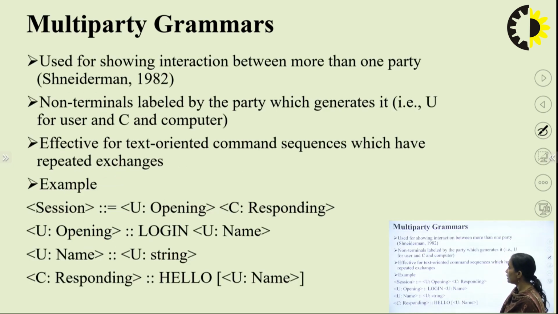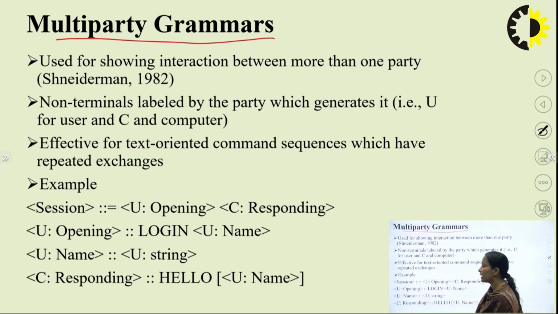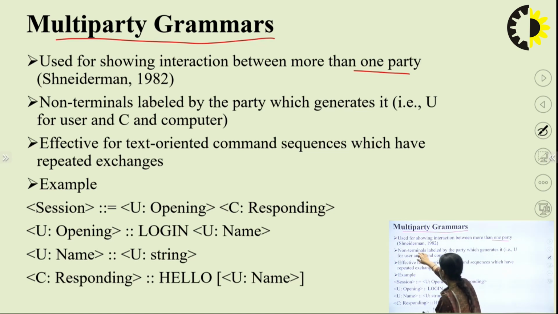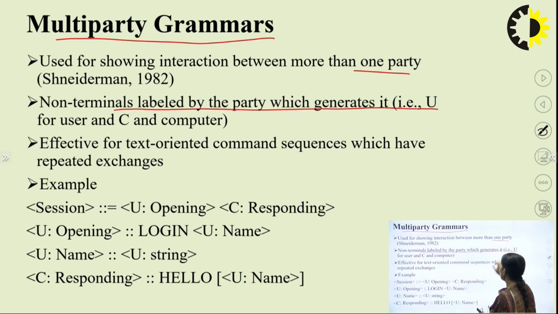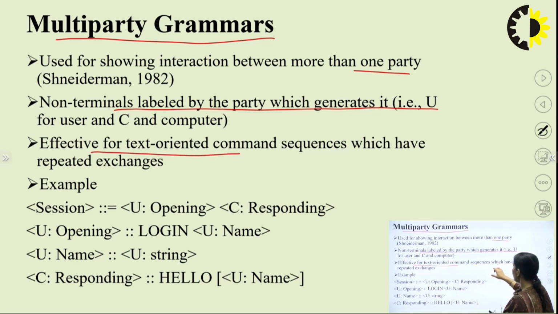Then multi-party grammars. These multi-party grammars are used for showing the interaction between more than one party, and they were started by Shneiderman in 1982. Here the non-terminals are labeled by the party that generates them. For example, here we are using U for the user and C for the computer. They are very effective for text-oriented command sequences that have repeated exchanges.